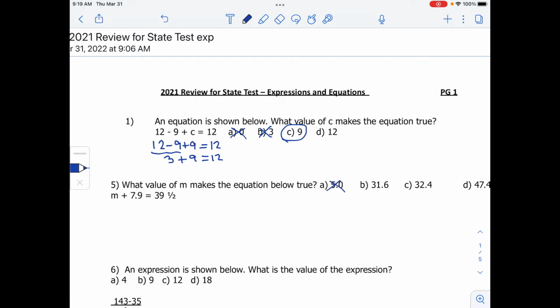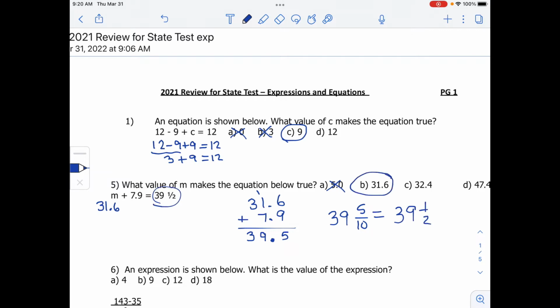Let's try 31 and 6/10. If I put 31 and 6/10 in, right, I'm going to line up my decimal points, my place values, and we're going to add here. Right? 6 plus 9 is 15. Carry my 1 up. 1 plus 1 is 2. 2 plus 7 is 9. And 3 plus nothing is 3. And we're going to bring our decimal point down. 39 and 5/10 we can rewrite as 39 and 5 over 10. 5 over 10 reduces to 1/2, so that's the same as the 39.5 in our question. So it is choice B, 31 and 6/10 is our solution.